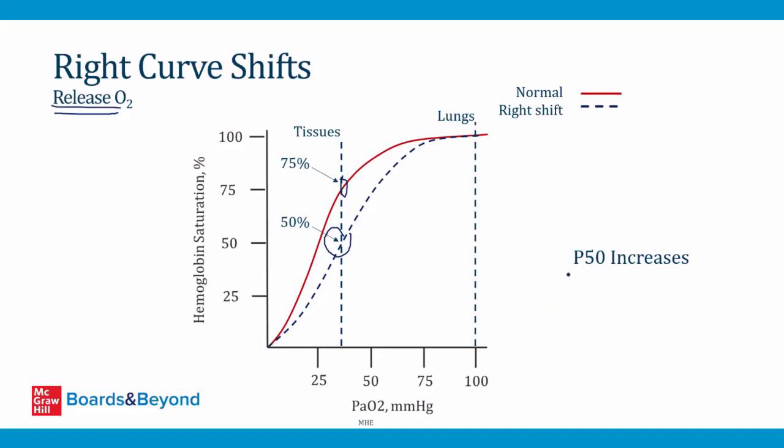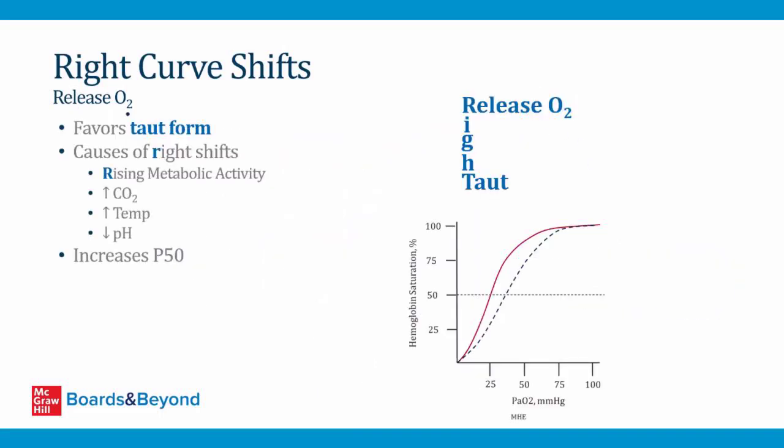Also notice that when we shift rightward, the P50 increases. The original P50 was about 25, but when we shift, the P50 moves up to around 30 or 40. So all rightward shifts increase the P50. Just make sure you understand that. When you shift the curve to the right, that favors the taut form of hemoglobin. We talked earlier about how the taut form is the form that more easily releases oxygen. So hopefully it makes sense that rightward shifts of the hemoglobin dissociation curve, which tend to release O2, will favor that taut form.